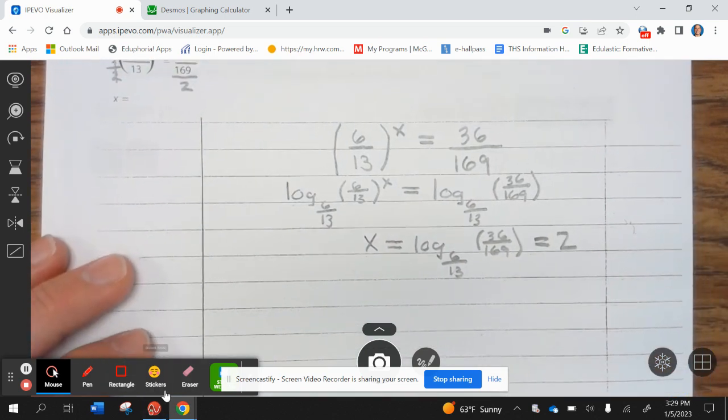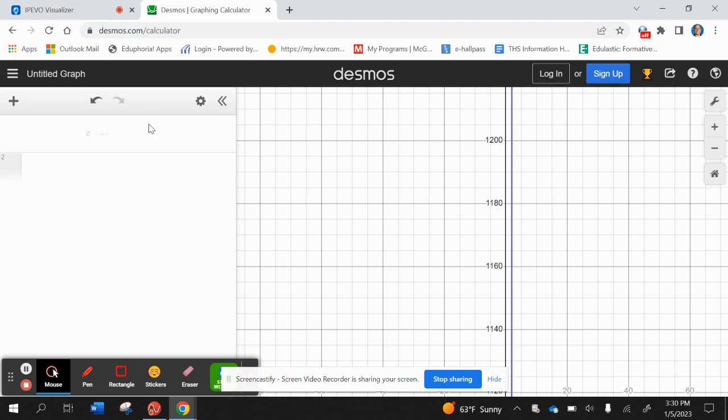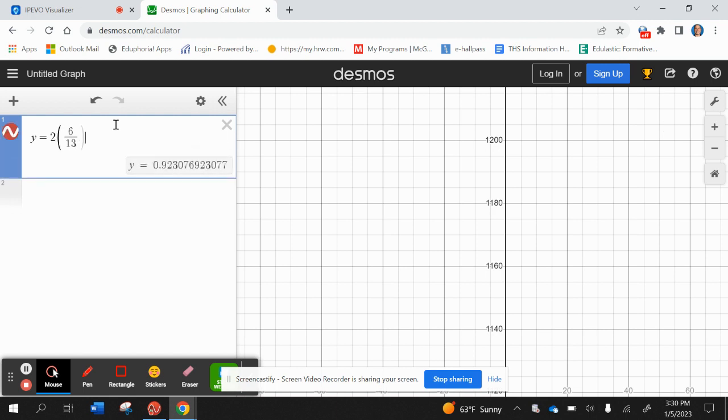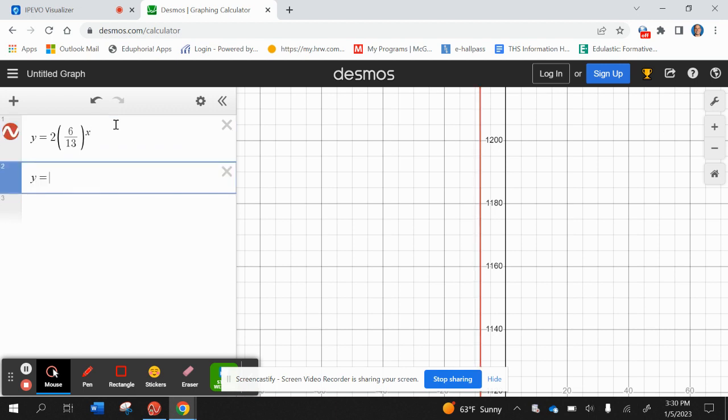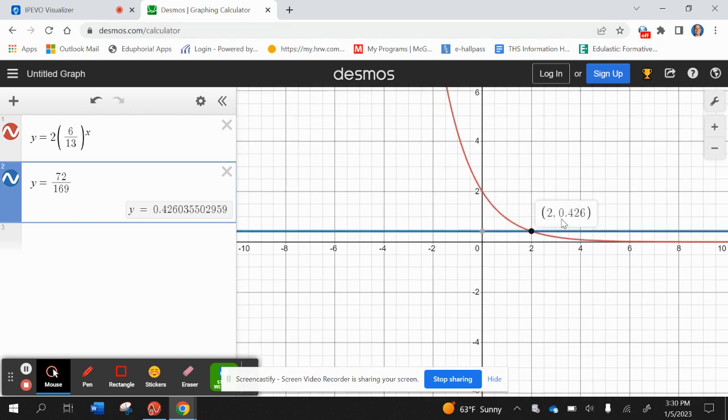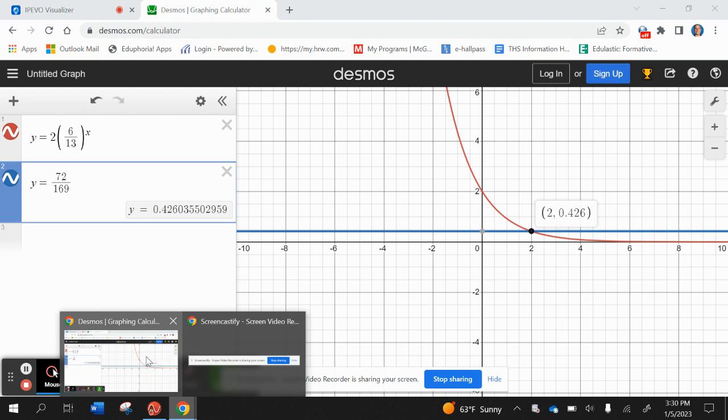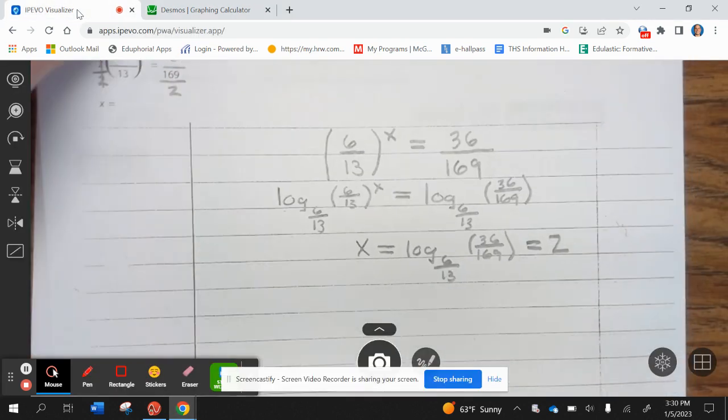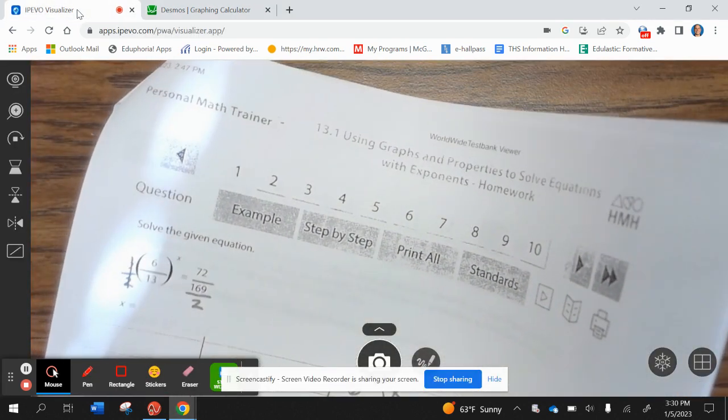All right, so let's go ahead and use Desmos to check to make sure that's correct. So y equals 2 times (6/13) raised to the x, and then y equals 72/169. And then you want to press the home key. Point of intersection is 2, so our work is correct. Now let's take a look at the next example.